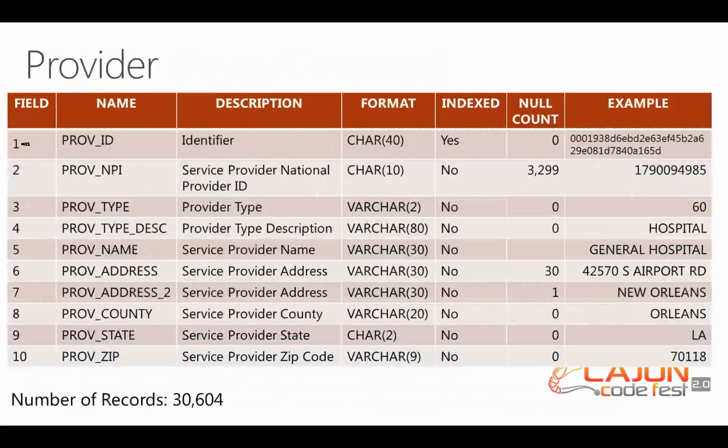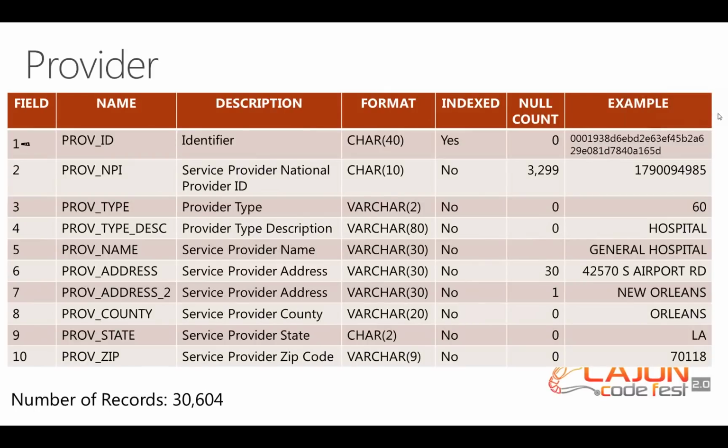The provider file includes all providers that have either had a claim or provided a service to the 200,000 individuals in this data set. You will find a unique identifier, provider ID, that will help join the provider to the various tables in the database.